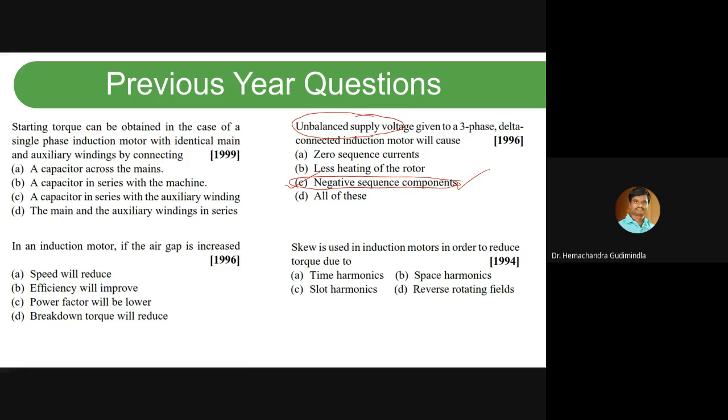Next, skew is used in induction motor in order to reduce torque due to. What is meant by skew, and when do we have to use that in induction motors? If you look at that, the number of stator slots equal to the number of rotor slots.